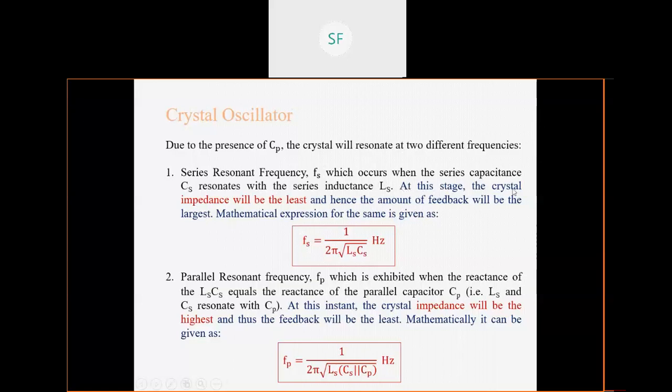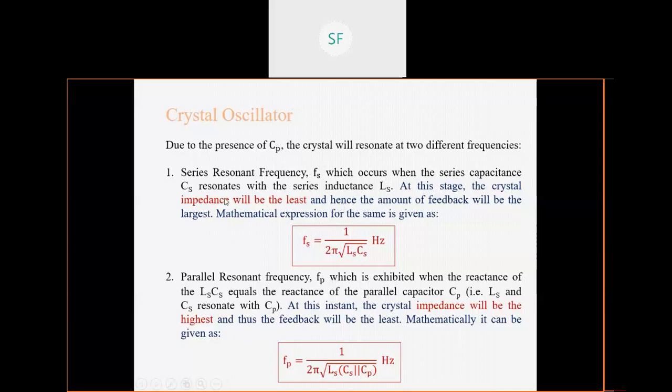At this stage the crystal impedance will be least. This is the property of series resonance: the impedance of your circuit becomes minimum, and the output, current or voltage will be maximum. Impedance becomes minimum at series resonance. You might have studied it in 11th, 12th, or in your basic electronics course. So due to this minimum impedance, what happens?